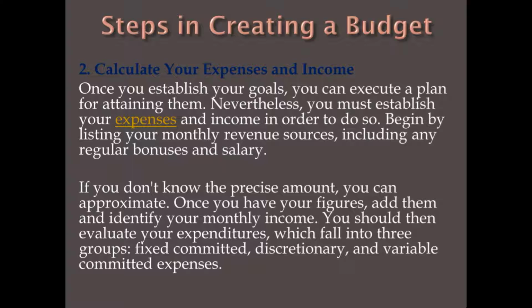Second, calculate your expenses and income. Once you establish your goals, you can execute a plan for attaining them. Nevertheless, you must establish your expenses and income in order to do so. Begin by listing your monthly revenue sources, including any regular bonuses and salary. If you don't know the precise amount, you can approximate. Once you have your figures, add them and identify your monthly income. You should then evaluate your expenditures, which fall into three groups: fixed committed, discretionary, and variable committed expenses.